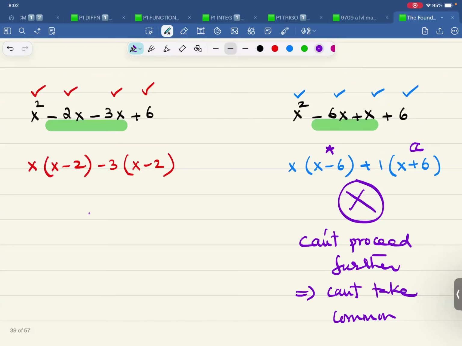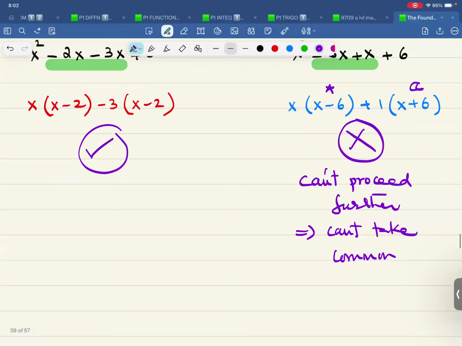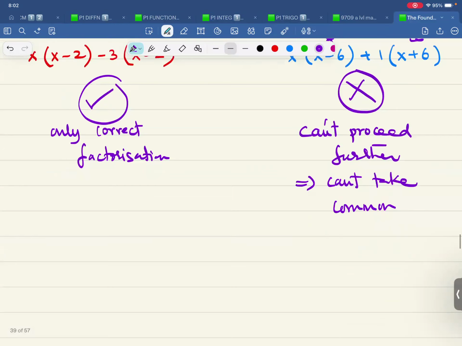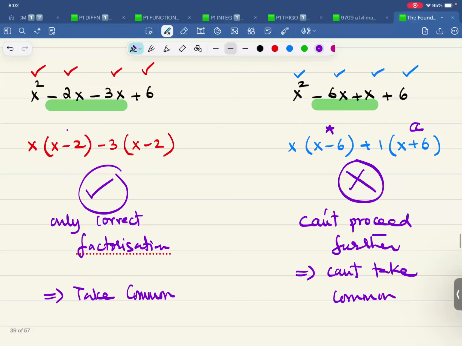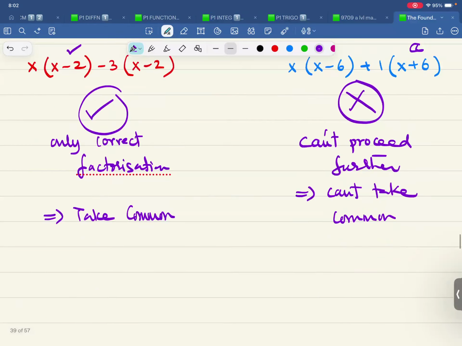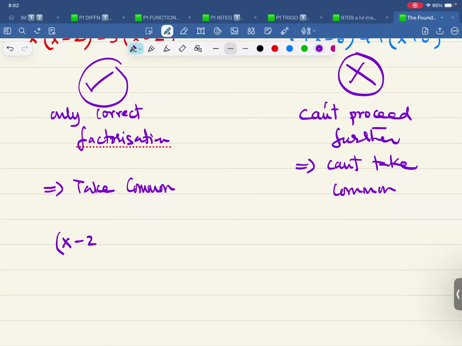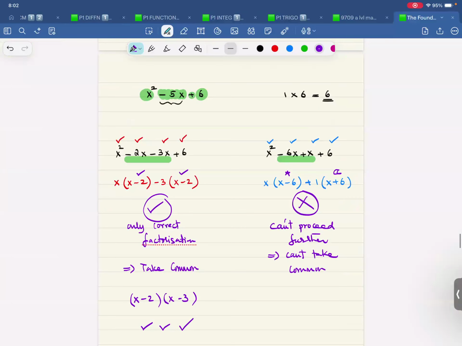Over here, this is 100% correct. The only correct factorization. Why is this the only correct factorization? Because you can take common. So what common can you take? X minus 2, it's already common. So this is x minus 2 and x minus 3. So that is the correct factorization. This one is totally wrong.